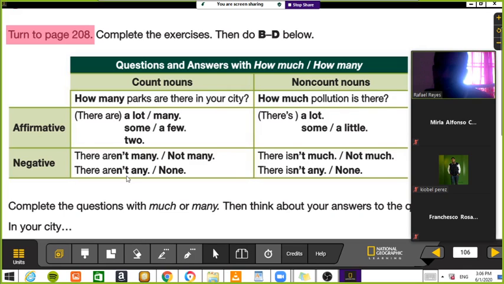On the other side too, you have that there aren't any or none. And here you have there isn't any for non-count nouns or none. Yes, that is the same for the two because this one means zero. This means zero. And this means zero. Questions?